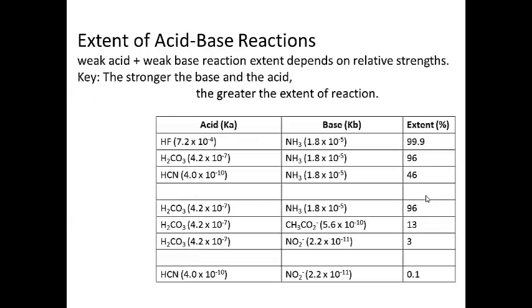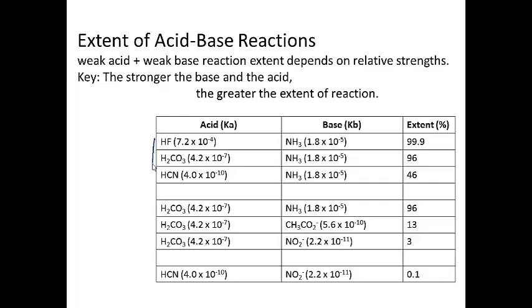So there's a table of 7 different reactions between weak acids and weak bases. In the first part here, we're going to hold the base constant. We're going to use ammonia, so the base isn't changing. And we're going to look at the extent of the reaction. So if HF reacts with ammonia, the reaction will go about 99%. And these are all based on around 0.1 molar solutions reacting. It changes a bit if you have different concentrations.